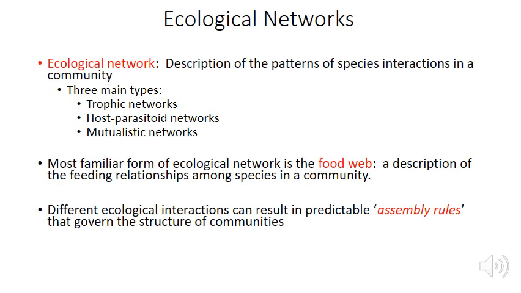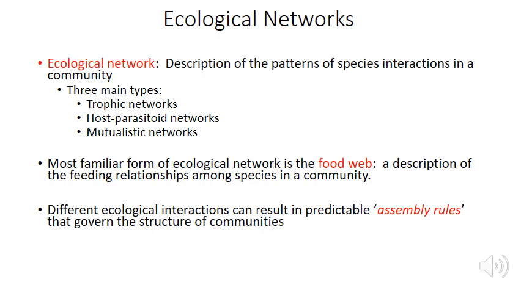An ecological network is a description of the patterns of species interactions in a community. And there are three main types: trophic networks, host parasitoid networks, and mutualistic networks. Trophic networks describe interactions based on feeding relationships, so these are food webs. Host parasitoid networks describe the interconnectedness of host species and their parasites, diseases, and parasitoids. And mutualistic networks focus on interactions like pollination and mycorrhizae.